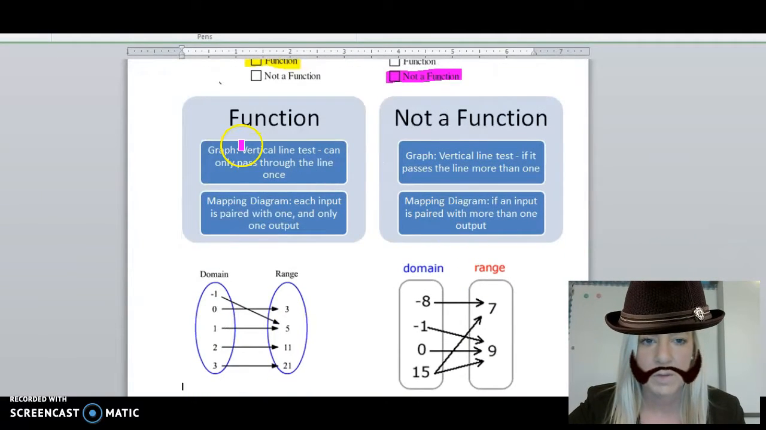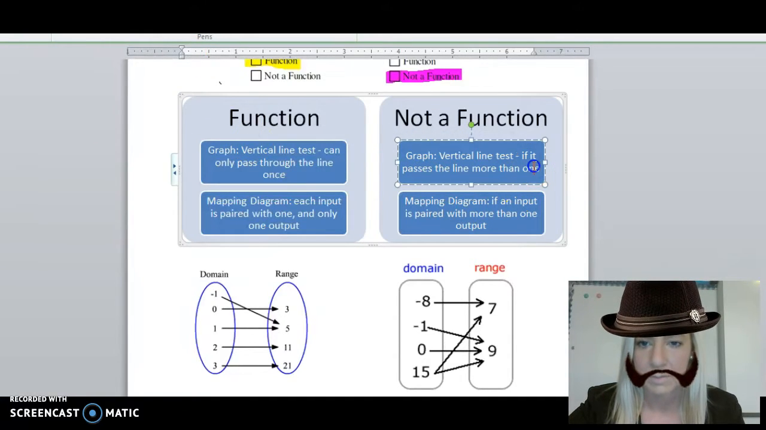So in order for it to be a function, the vertical line test can only pass through the line once. Whereas if it's not a function, you can use the vertical line test, and it passes the line more than once. It should be once.